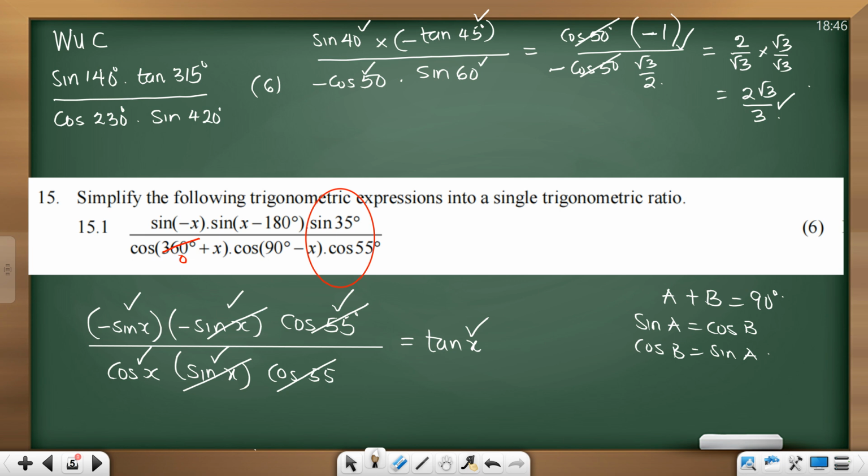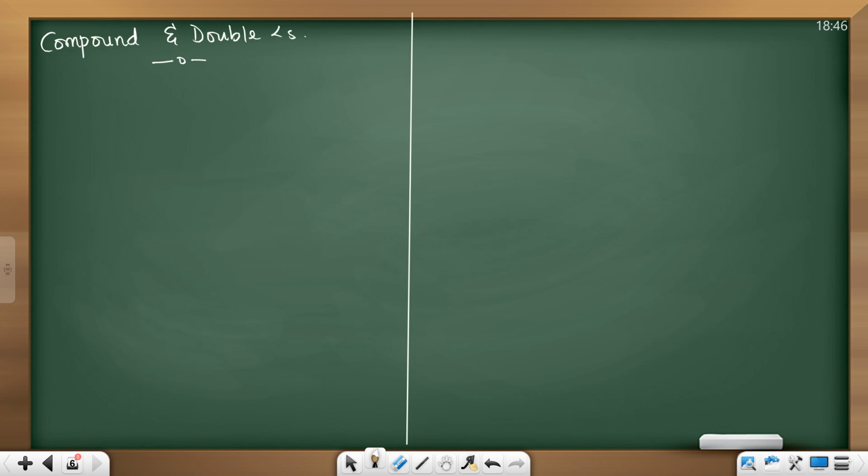If it's a special angle, I don't need to check. I'll change it, because they expect us to know 30, 45, 60. If you don't know, you choose a calculator. But 55 and all of those are not special angles. All right.